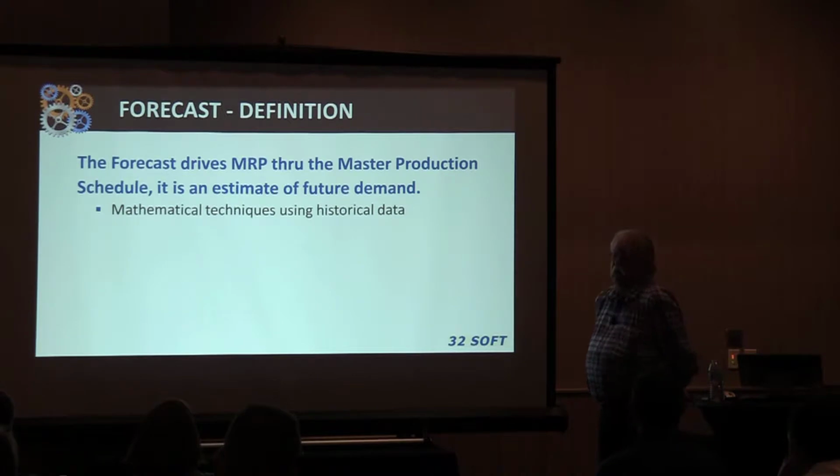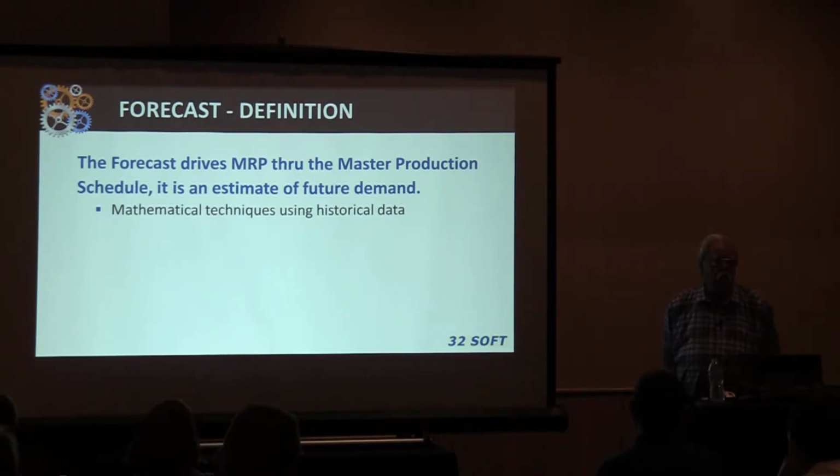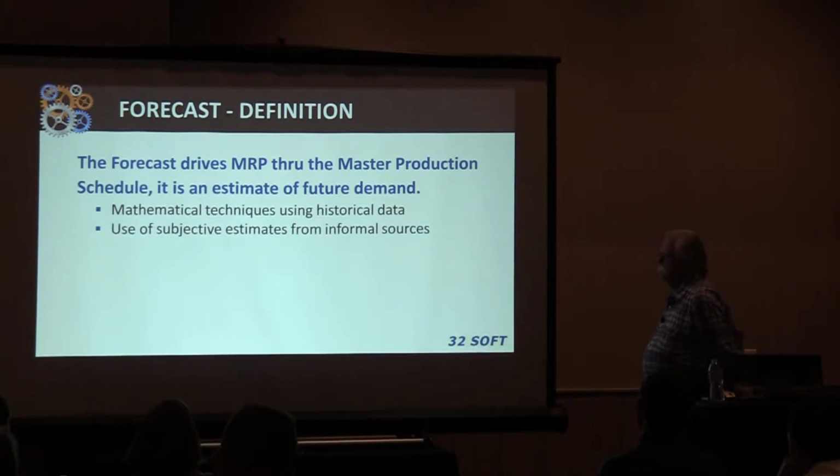So every time you sell something, you record that fact in some table in QAD, and that becomes a historical demand. You can use the accumulation of all those historical demands to build a mathematical model of what you expect demand to be over the future.